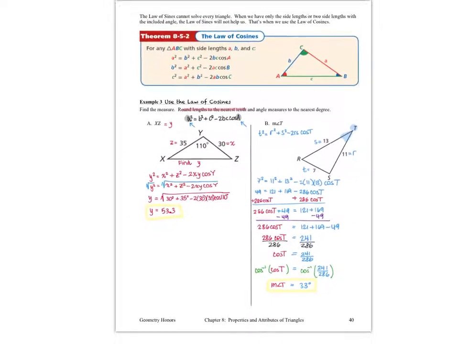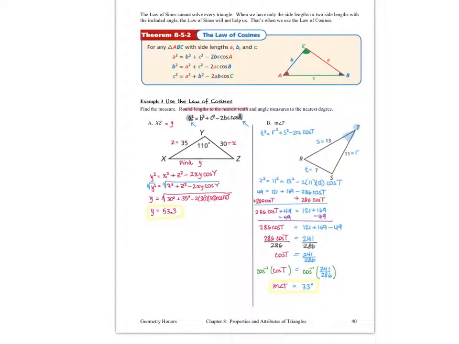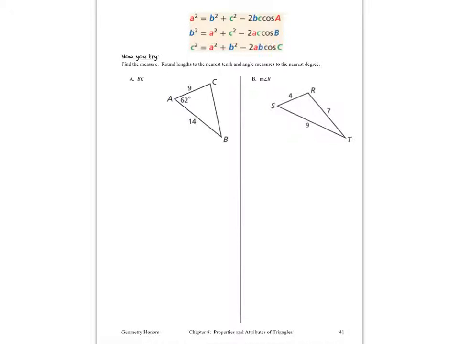So I know this is a little challenging when first presented with it, so it's a great opportunity to have it now. You try to practice using the law of cosines. The law of cosines is given to you up above, solved for a squared, b squared, c squared. So you can practice. On question A, you're going to be finding the missing side length, BC, which we know is lowercase a, and on the right-hand side, you're going to be finding the missing angle measurement, the measure of angle R.